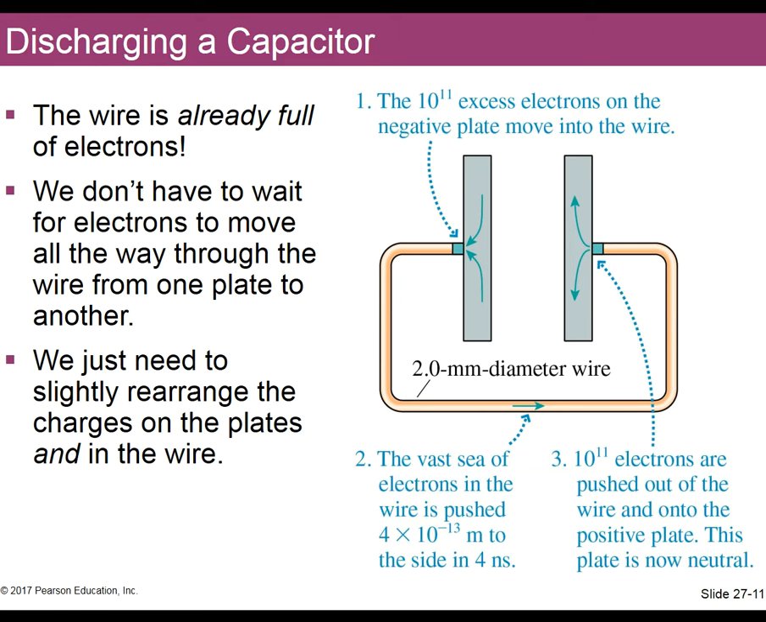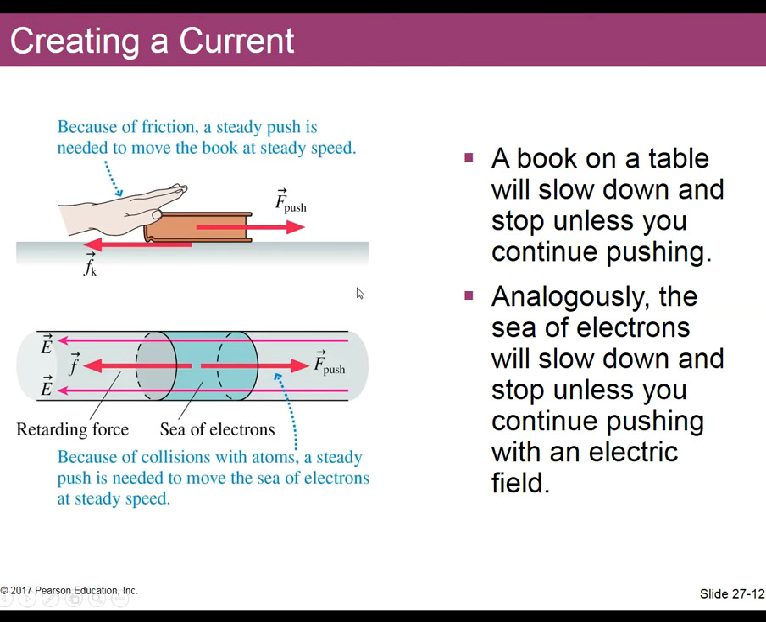Basically, the idea is that these electrons are pushing in. There's already a bunch of electrons, and they push through. So really, it's an almost instantaneous process. The other idea here is that if you push a book on a table, there's actually a frictional force pushing back. So that's also true with the electrons: the moment we stop pushing the electrons, there stops being a current.